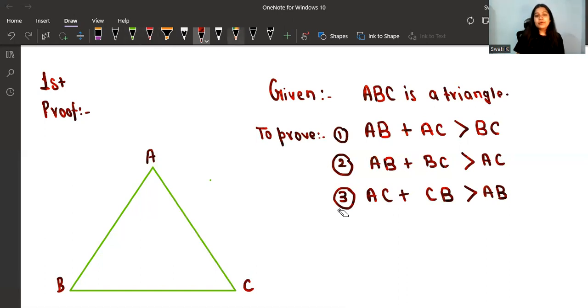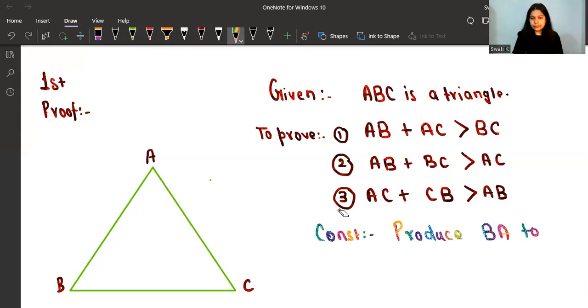Now talking about what do we have to do here? We have to do something extra here, and that is our construction. So what's the construction here? That we have to produce BA. All right, we have to produce BA to a point, let's say D. So produce BA to a point D and join AC. Sorry, not join AC, join CD.